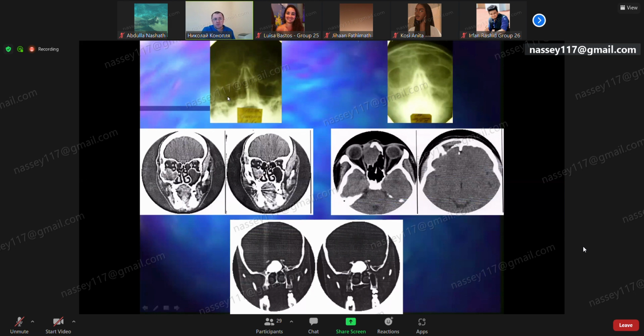And here, we must compare the color of the sinuses with the orbit. And here, what we can clearly see is a bony tumor in the frontal sinus. This is osteoma of the frontal sinus. I remember this patient. It was a young boy. He wanted to be admitted to the military university.